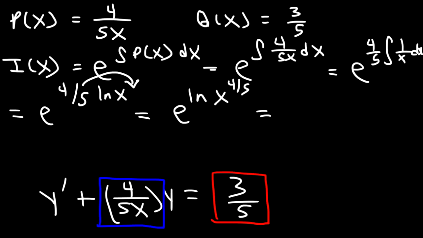So this whole thing will simplify based on the previous examples that we saw. Well, not just 4 over 5, but I'm forgetting the x. It's going to be x to the 4/5 power. That would have been a serious mistake. So that's the integrating factor.